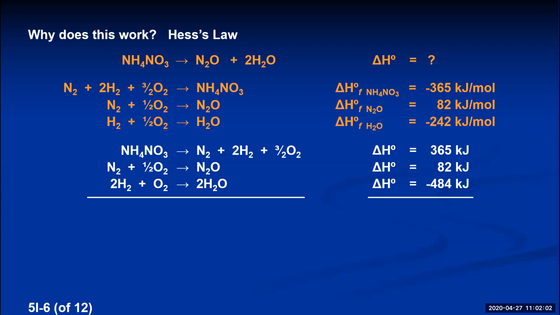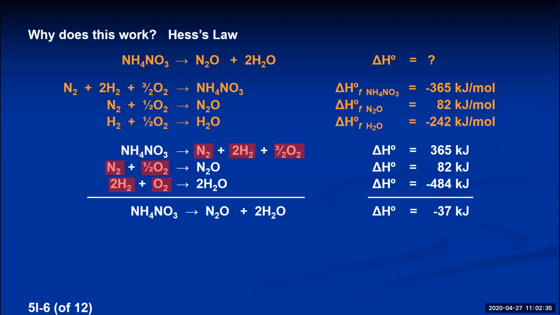Let's first cancel out anything that's the same on the left and the right. So the 1 mole of nitrogen cancels out, the 2 moles of hydrogen cancel out, and the 1.5 or 3/2 moles of oxygen cancel out, leaving NH4NO3 yielding N2O plus 2H2O. And by Hess's law, all I have to do is add up my 3 delta H values on the right, and I'm going to get a delta H naught for this particular reaction of negative 34. So we can use Hess's law to do that.